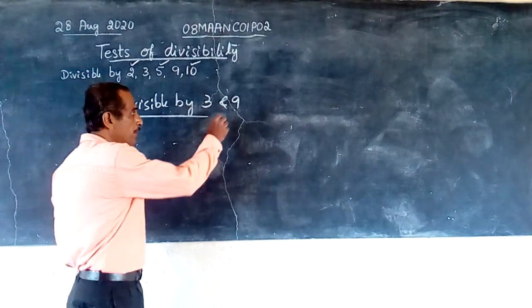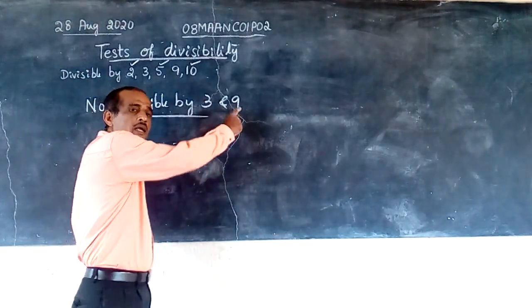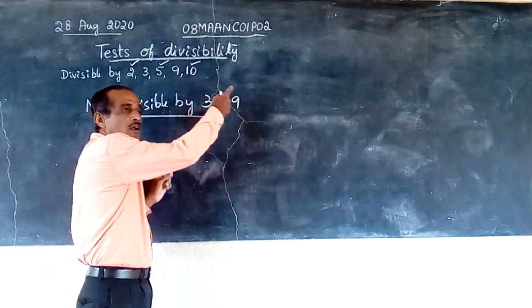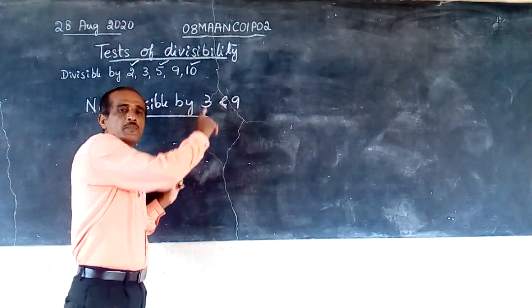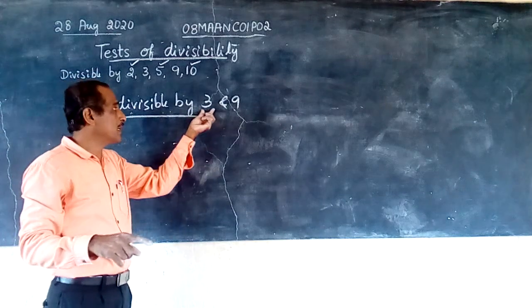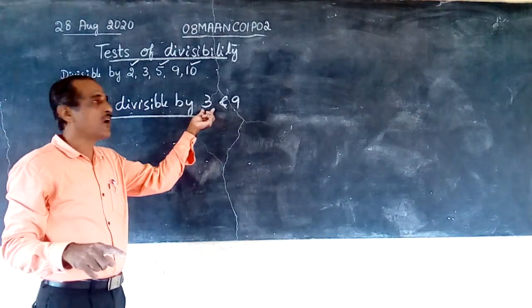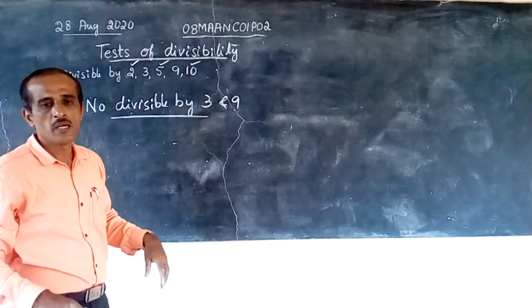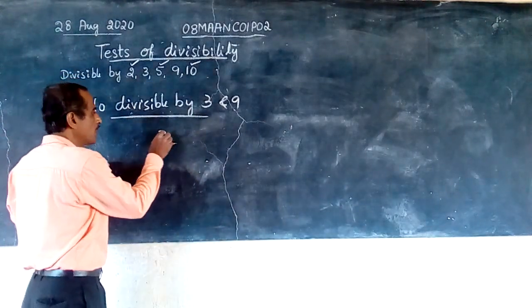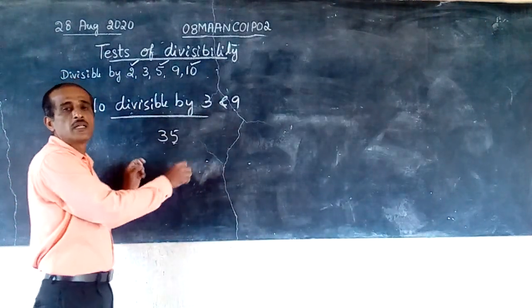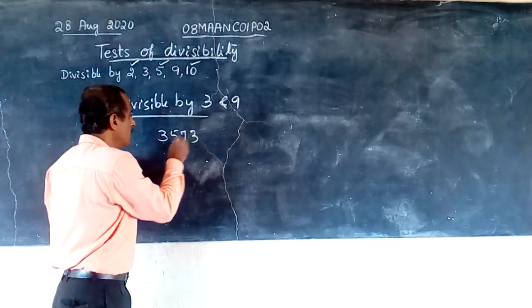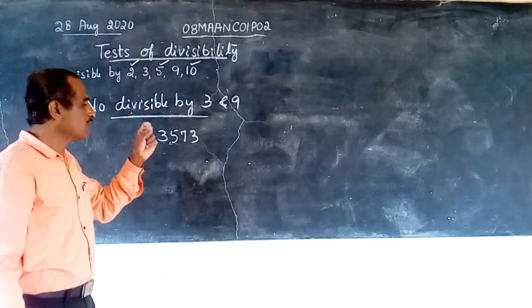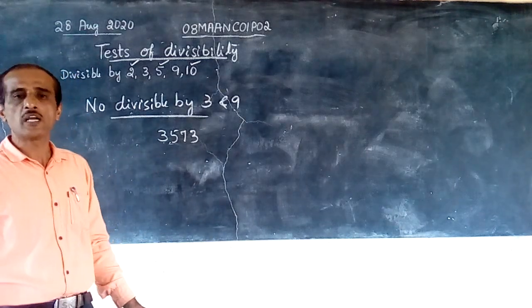Therefore, the numbers which are divisible by 3 may or may not be divisible by 9. So how to check this number? If a large number is given, for example, I will write a number 3573. Look at this number, 3573. Let us check whether this number is divisible by 3 or not.